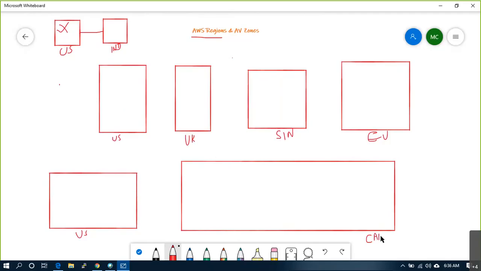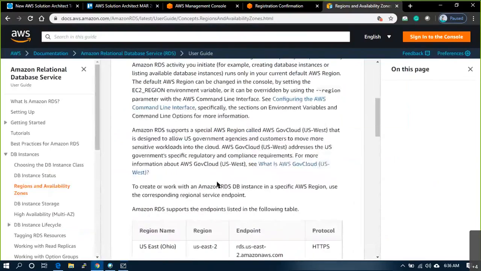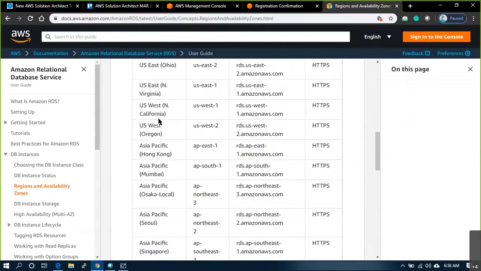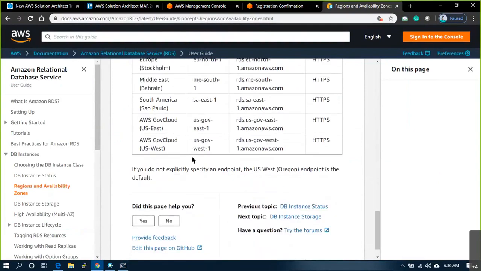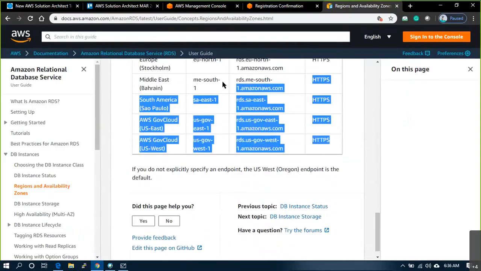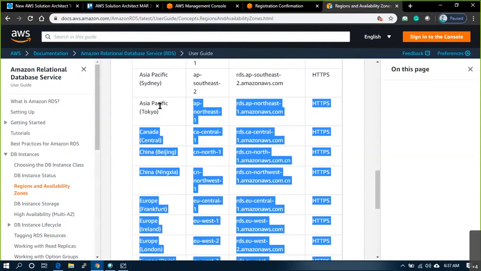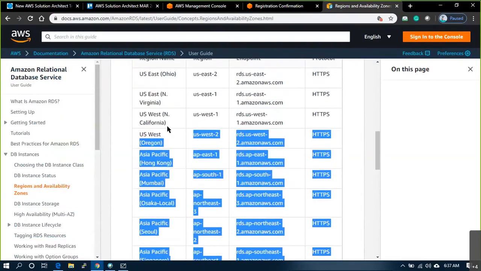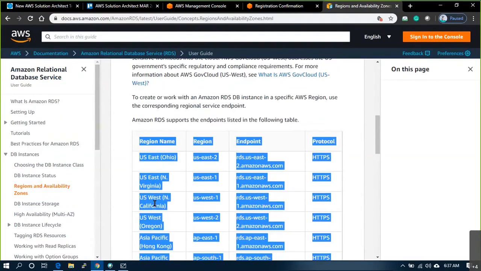So let's take an example. How many regions do they have? These are all the available regions where you can deploy your workloads. Then, what is an availability zone?